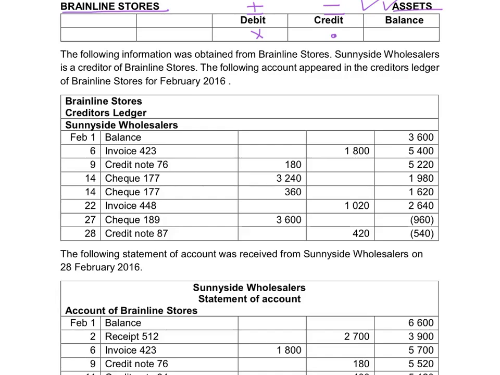The following information was obtained from Brainline Stores. Sunnyside Wholesalers is a creditor, so in the books of Brainline Stores, we will record it in the creditors ledger to show that we've got a creditor, Sunnyside Wholesalers. In our books, the creditors will increase on the credit side and decrease on the debit side. The following account appeared in the creditors ledger of Brainline Stores for February.